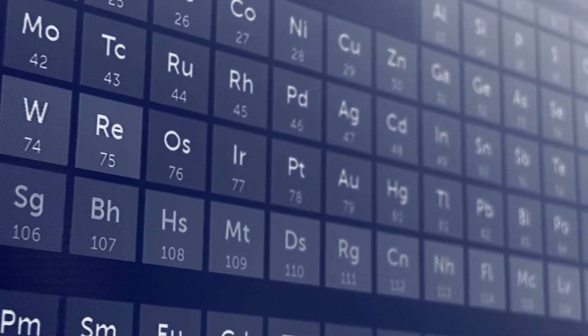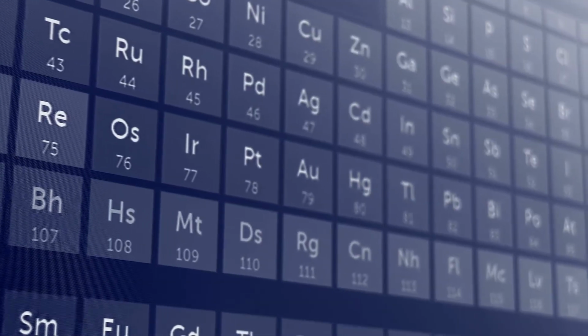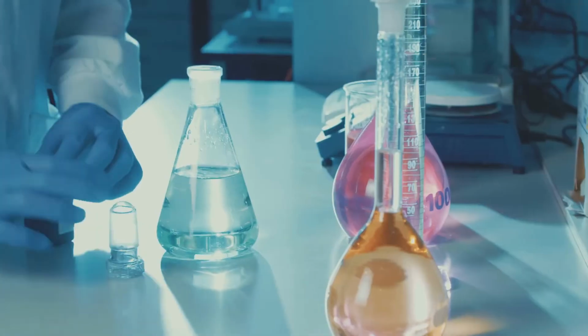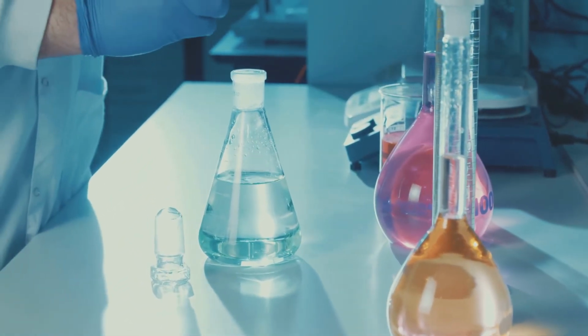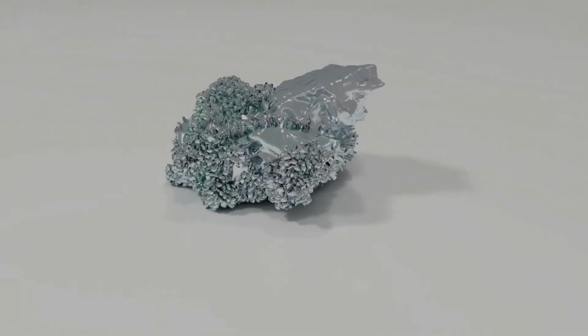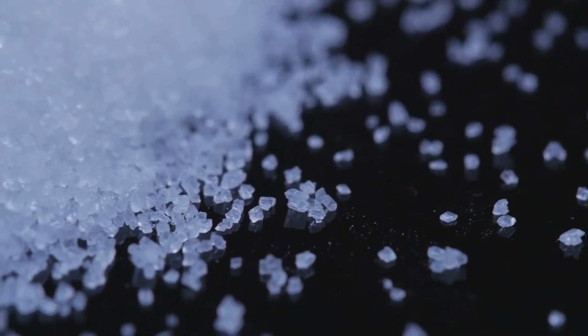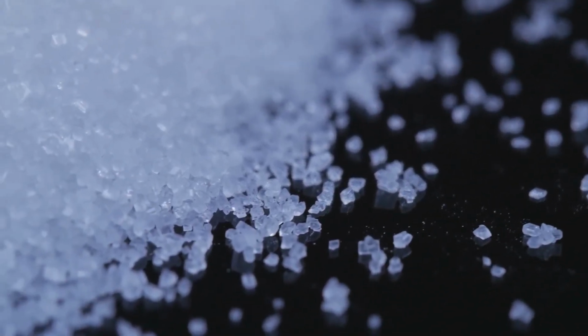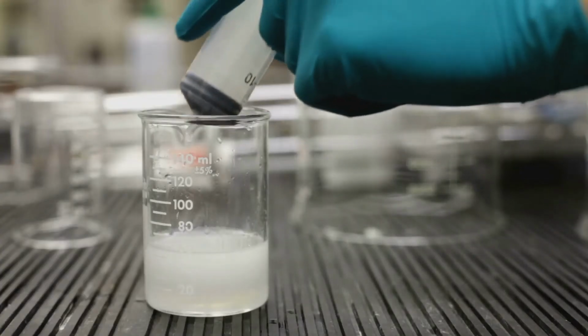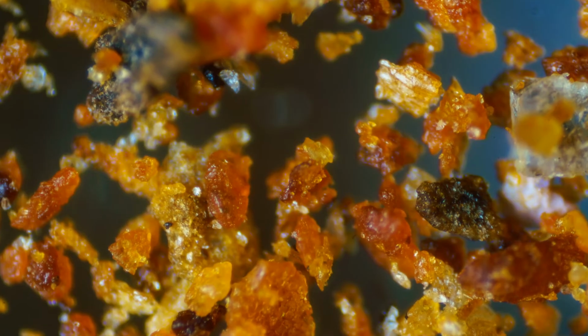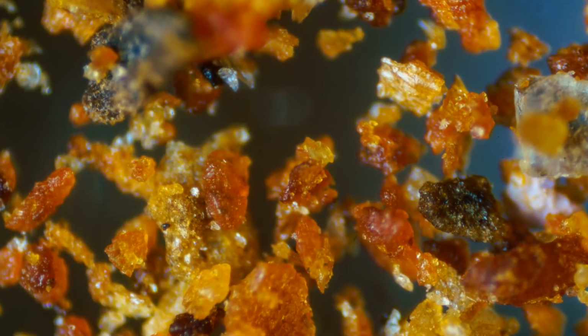In conclusion, matter can be classified into elements, compounds, homogeneous mixtures, or heterogeneous mixtures based on its composition. Elements are the simplest form of matter made up of one type of atom. Compounds are made up of different elements chemically bonded together. Homogeneous mixtures are uniform in composition, and heterogeneous mixtures are not uniform in composition.